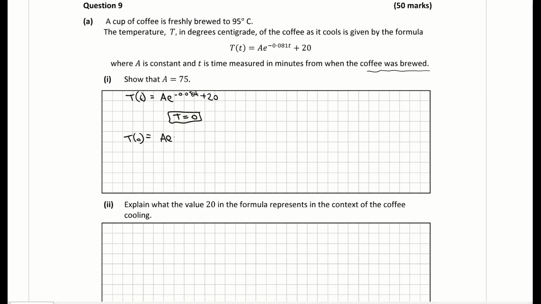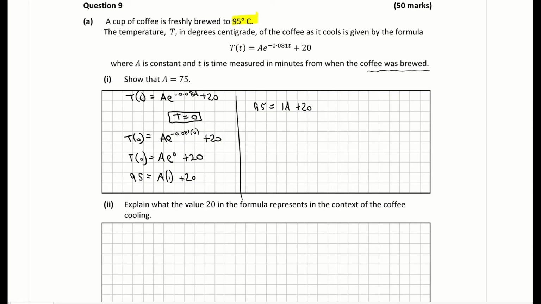So that's A times e to the power of minus 0.081 times 0, plus 20. 0 times minus 0.081 is 0, so that's T of 0 is equal to A times e to the power of 0, plus 20. Now we know when the coffee is brewed, the temperature of the coffee is 95 degrees. So I'm just going to change that to 95. That's the temperature of the coffee at time 0 is equal to A times e to the 0. e to the 0 on your calculator is 1, plus 20. So that is giving me 95 is equal to 1 multiplied by A plus 20.